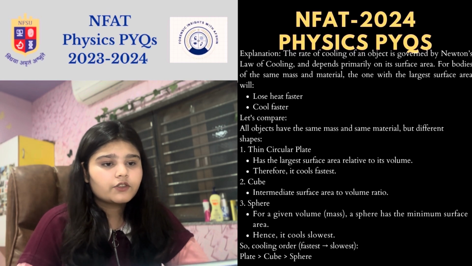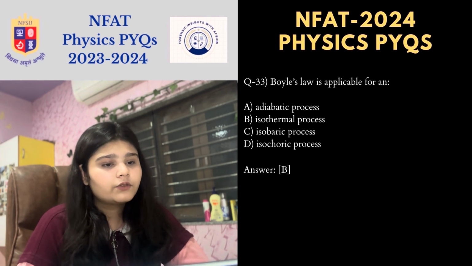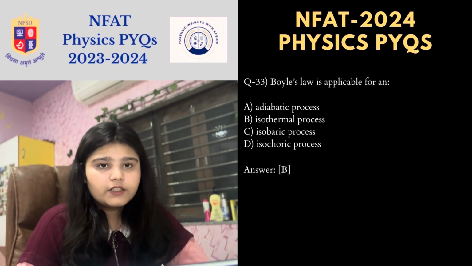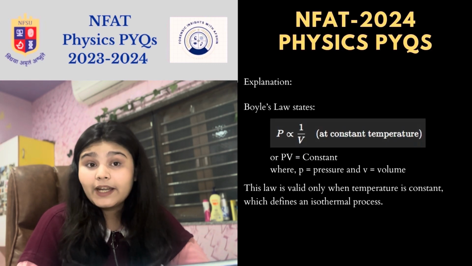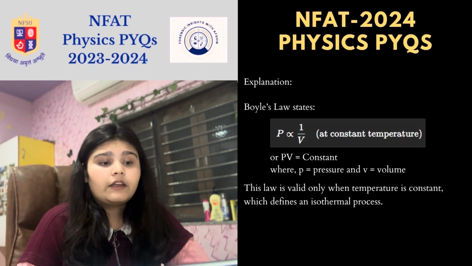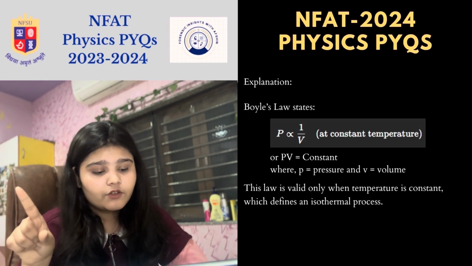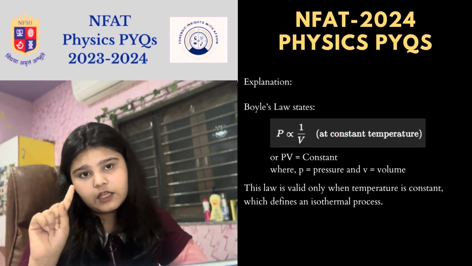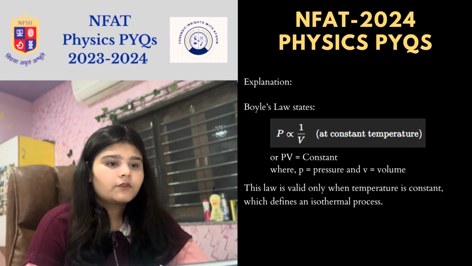Okay, so next question. Boyle's law is applicable for an adiabatic, isothermal, isobaric, and isochoric. So obviously option B, isothermal process, because PV equals constant at constant temperature. So this law is valid only whenever the temperature is constant. Okay, so that's why it is an isothermal process. Next. Oh, that's it.